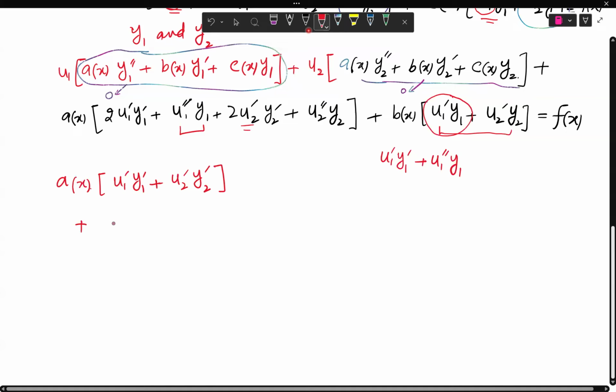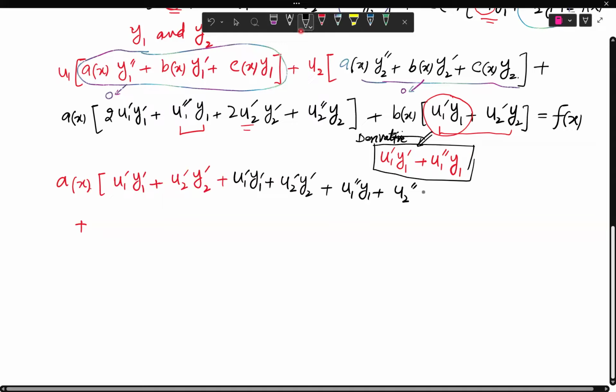Let me write it for the time being like this. Let's write it one more time: u1' y1' plus u2' y2'. Well, this was just for the demonstration, the derivative, just to notice that. Then the terms u1'' y1 plus u2'' y2 are with A, plus b(x) times the component u1' y1 plus u2' y2, and it is equal to f(x).